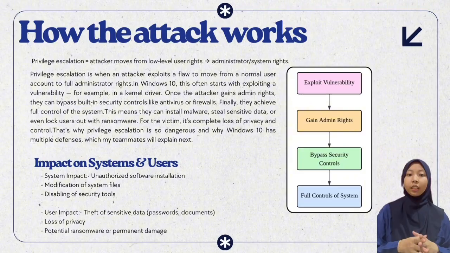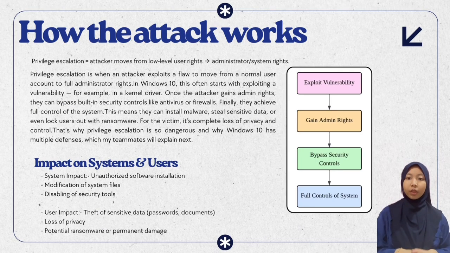Now, let's take a closer look at how a privilege escalation attack works step by step. This process shows how an attacker can move from very limited access to complete control of a system. Firstly, it begins when an attacker discovers a weakness in the system. In many cases, this weakness is found in something like a Windows 10 kernel driver. Think of it as a small crack in the wall of security. By exploiting this crack, the attacker can slip inside the system without being noticed. These vulnerabilities often exist because software hasn't been updated or because older components are still being used.